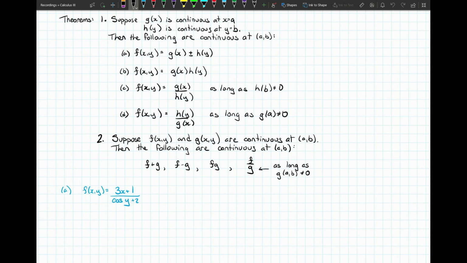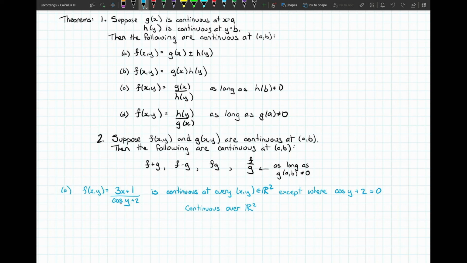We know that the top is a polynomial and it's continuous for all real numbers. And we know that the denominator is a trigonometric function, cosine y, just shifted up 2 units, and that's continuous at every real number. So that would mean that this function is continuous over all of R2. X and y can both be any real number we like. The only thing we would have to potentially check is to see where cosine y plus 2 would maybe equal 0. But trying to solve that equation would mean that cosine y would have to equal -2, and that's never going to happen. So that means that this function is continuous over all of R2.